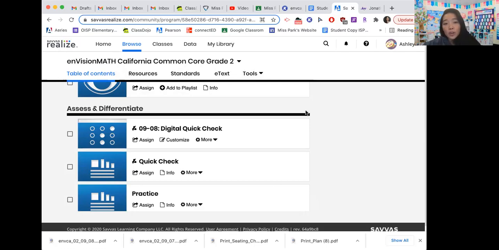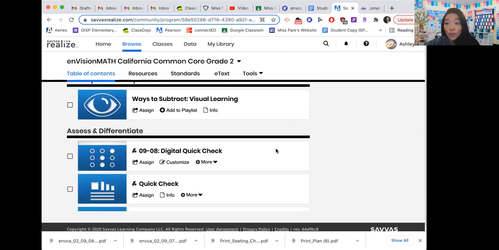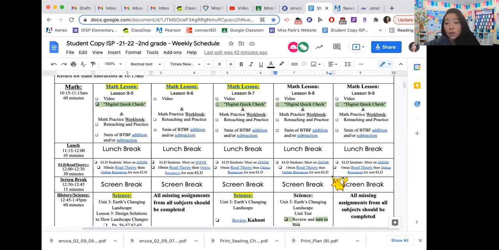Okay, so right now what you guys are going to do is you're going to work on your digital quick check. Once you're done with your digital quick check, you guys can type your answers in the chat. And then you guys are going to do your 5 minutes of BTBF addition and or subtraction on your own. Put your score in the chat and then do 5 minutes of BTBF. You're going to log off of Zoom and do that.